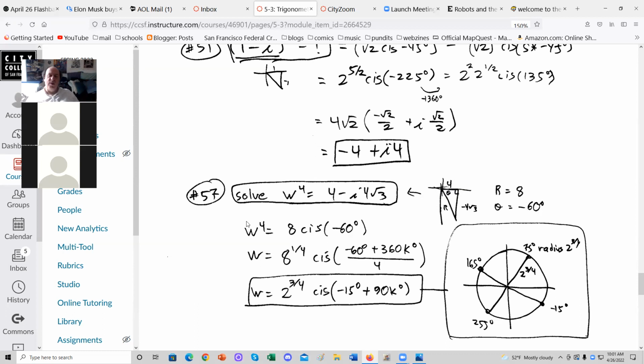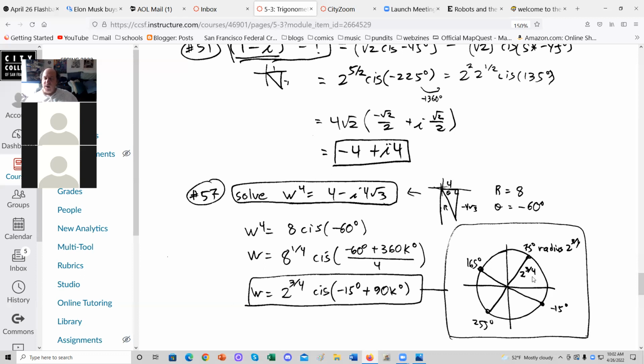Now the formula goes, so therefore w will take a fourth root of this length, 8. And we'll have 1/4 of negative 60 plus some integer multiple of a rotation. So 8 to the 1/4 cis negative 60 plus 360k over 4. Let's simplify a little bit. 8 is 2 cubed, so 8 to the 1/4 is 2 to the 3/4 power. Negative 60 over 4 is negative 15 degrees. 360k over 4 is 90k. So 2 to the 3/4 cis negative 15 degrees plus 90k degrees.